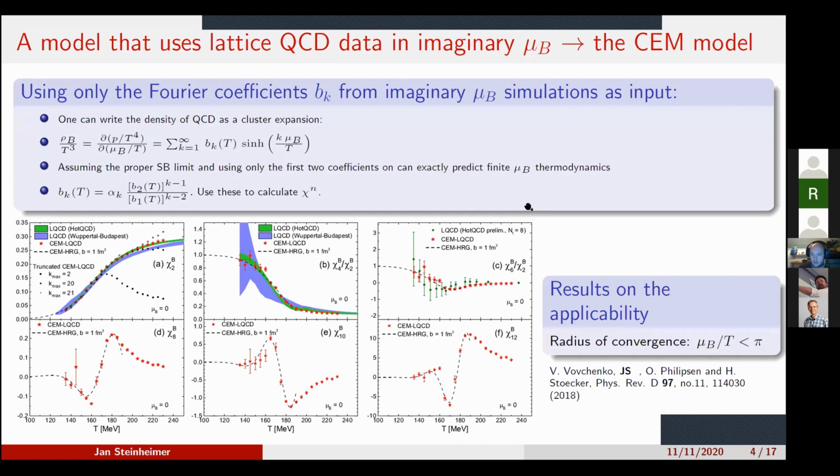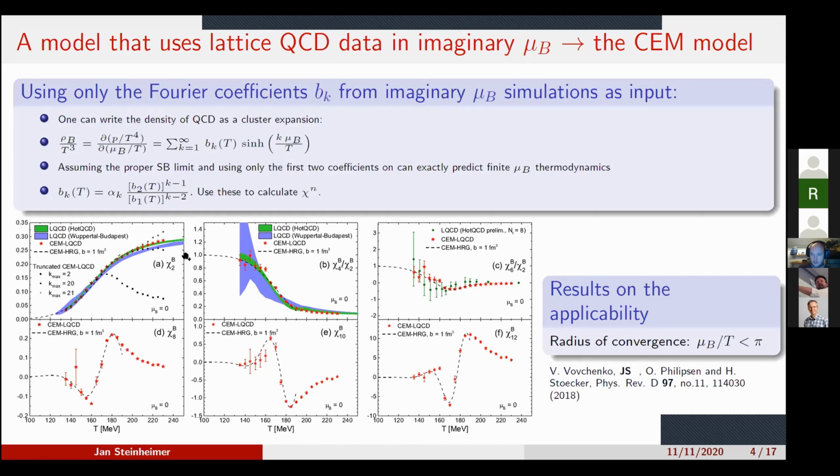And if you do this, again, remember, this is just a very simplified relation, then you actually get something which is quite well describing the lattice data, which have also been measured in the real direction, but only up to a certain order. So basically the lattice is always these colored bars here, and the stars are what you would get if you take the lattice data for the imaginary chemical potential and then calculate these expansion coefficients.